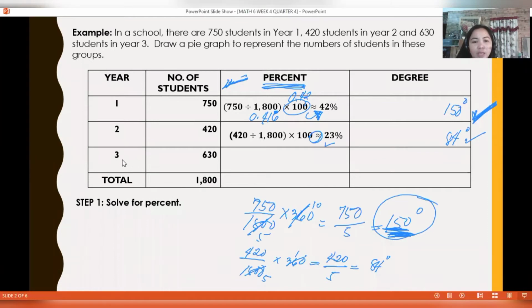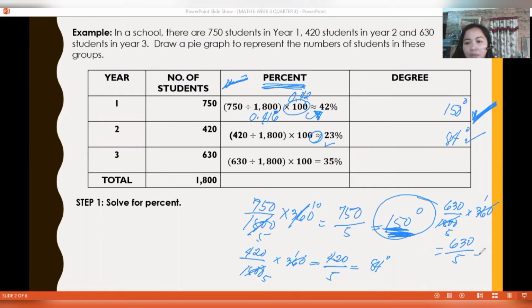Nakikita ko lang kung ano yung nakuha sa module nyo at bakit magkaiba. Now, let's proceed to group 3. That is 630 divided by 1,800 times 100 is 35%. Sa module, ang nakalagay ay 630 divided by 1,800 times 360. Cancel. This will become 5, this will become 1. So it will become 630 divided by 5. So the answer is 126. Ito yung nakuha sa inyong module, 126. Ito yung exact na degrees.